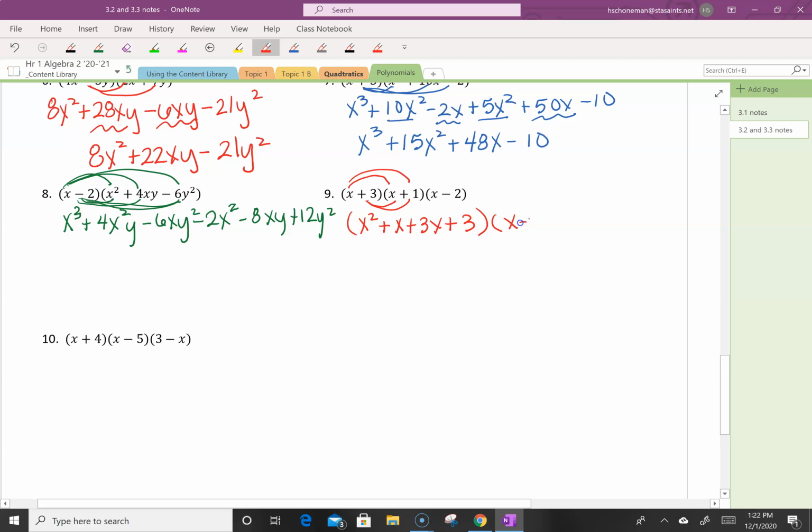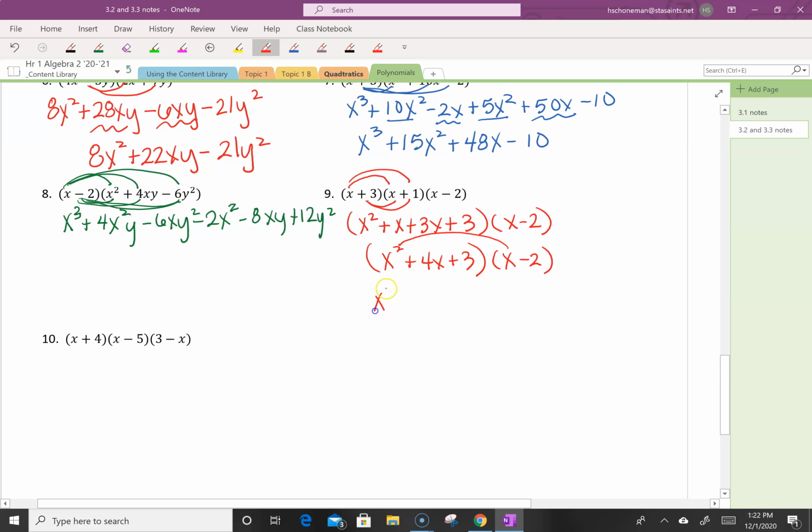This whole thing is multiplied times x minus 2. But before I do that, let's simplify a little bit. So I have x squared plus 4x plus 3, and that's multiplied times x minus 2. Now you can multiply the trinomial times the binomial, or you can multiply backwards. In this case, I kind of prefer to multiply backwards.